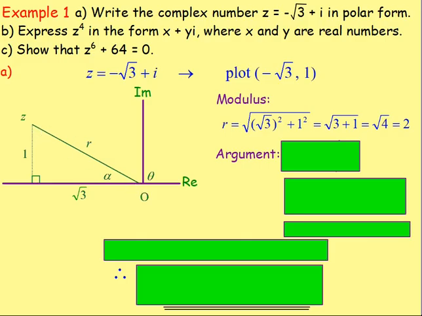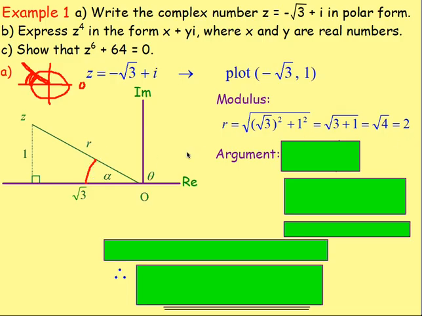For the argument, just remember your argument goes from 0 all the way around to 180 degrees, or 0 around to negative 180 degrees. Here, where this line is, we know that it's going to be between 90 and 180. The best way to do it is to work out the size of the acute angle. So work out this angle first of all. We're going to just call that alpha.